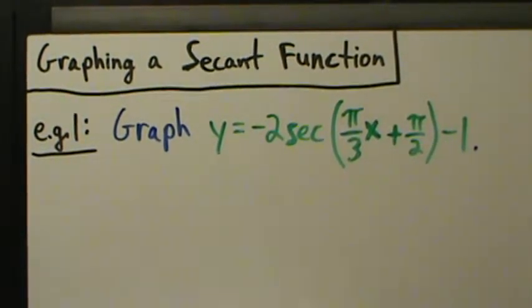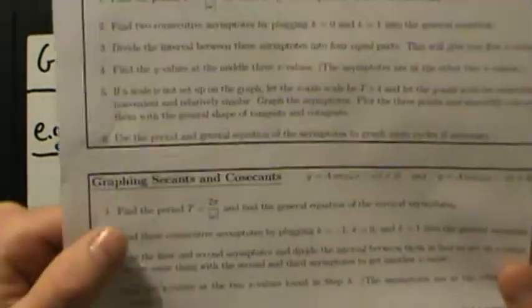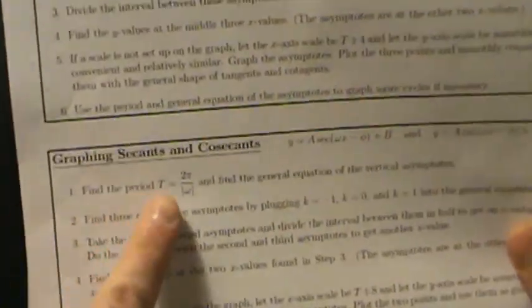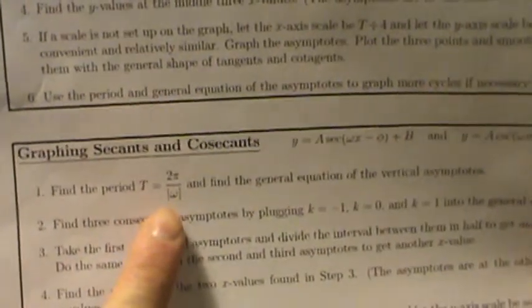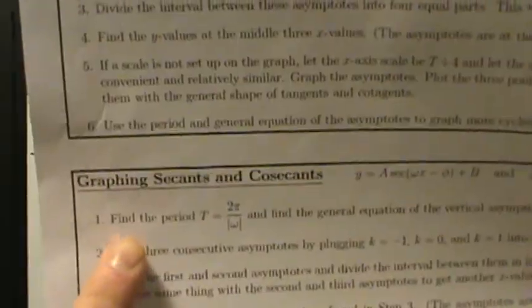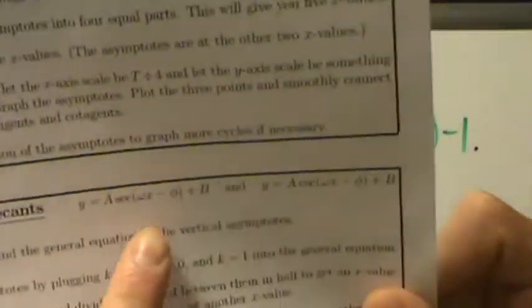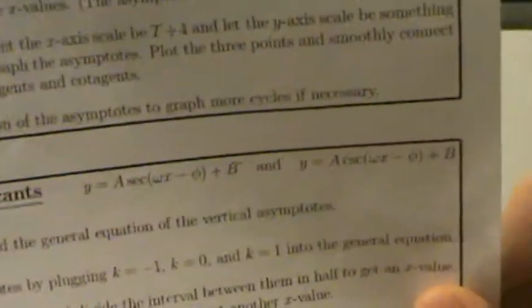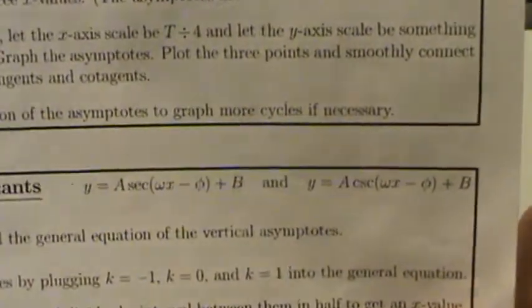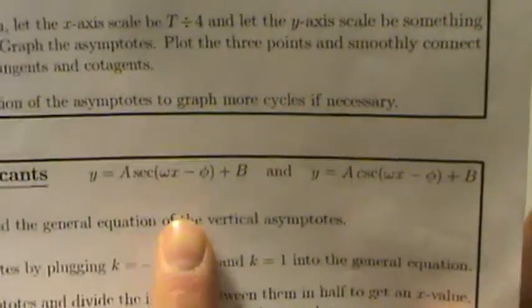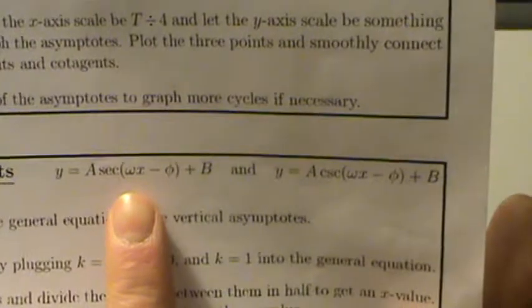So anyway, let's just jump right in here. Step one, find the period T equals 2 pi divided by the absolute value of omega, and find the general equation of the vertical asymptotes. We talked in detail about both of these things in earlier videos. For secants and cosecants in general, the period is 2 pi divided by the absolute value of omega, where omega is the thing being multiplied by the x.